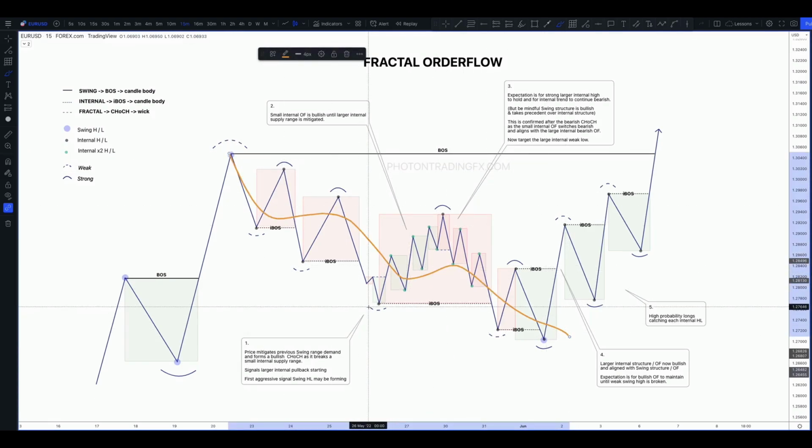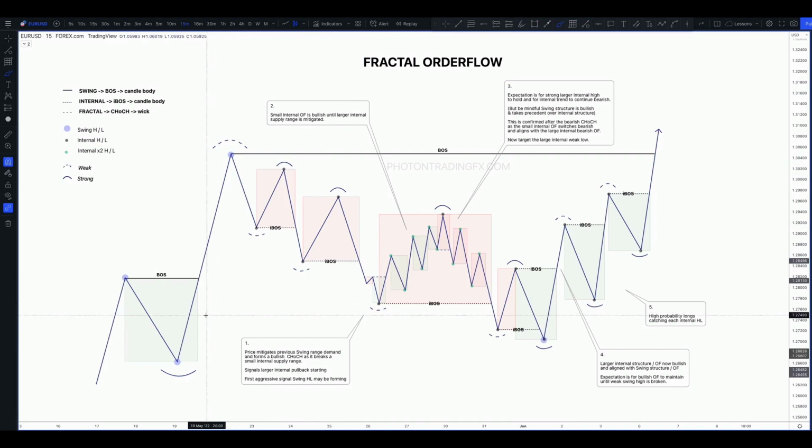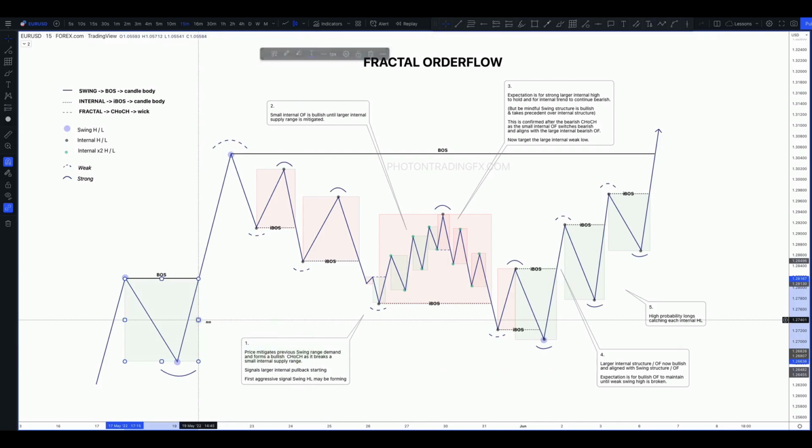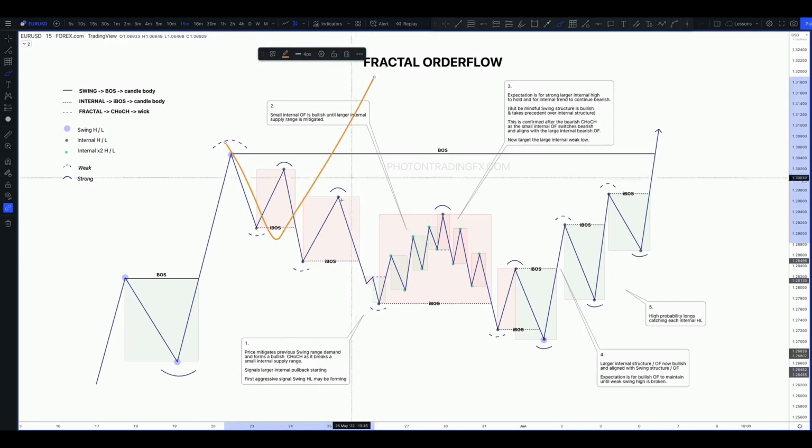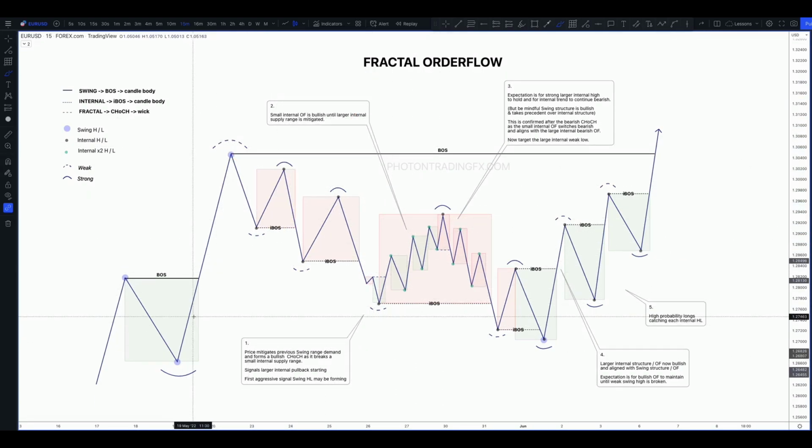It doesn't have to, but it's most likely that that pullback is going to come down to at least the previous swing demand range, right? This green box. That's where typically we would expect price to pull back to, but it does not have to, especially if price is impulsive, right? We could just get that. But for keeping it simple, this is what we expect.